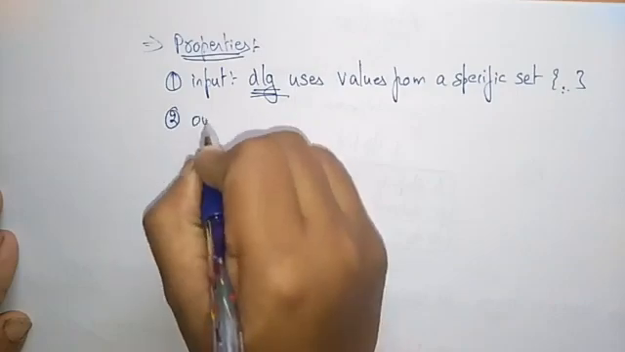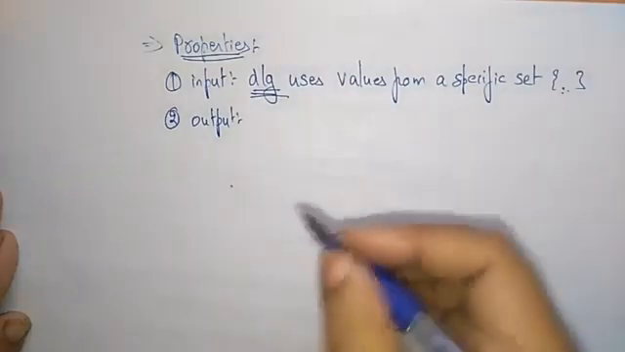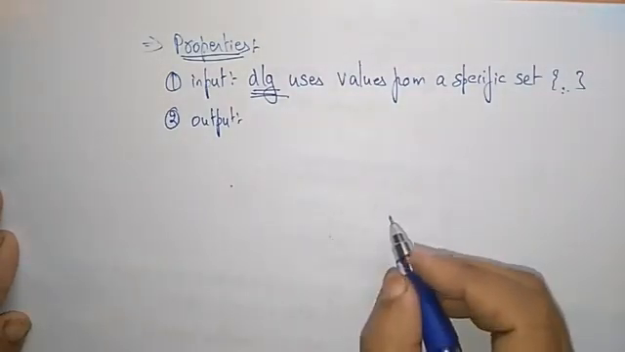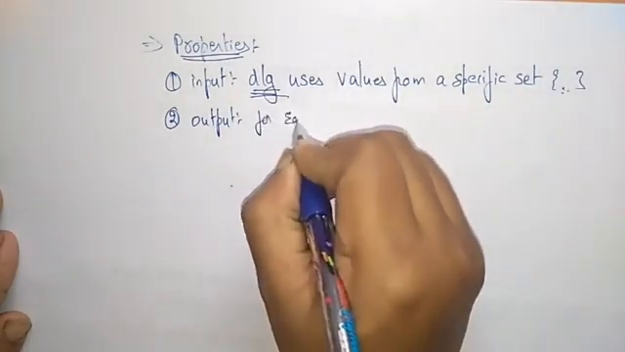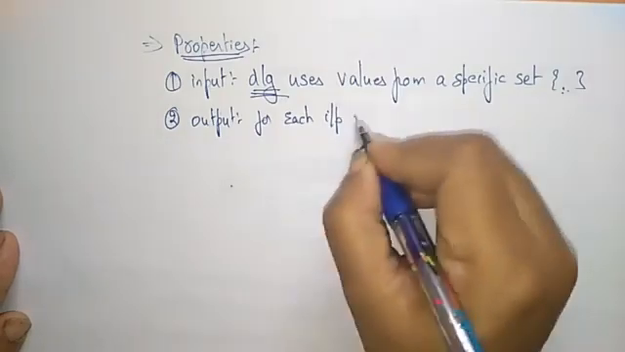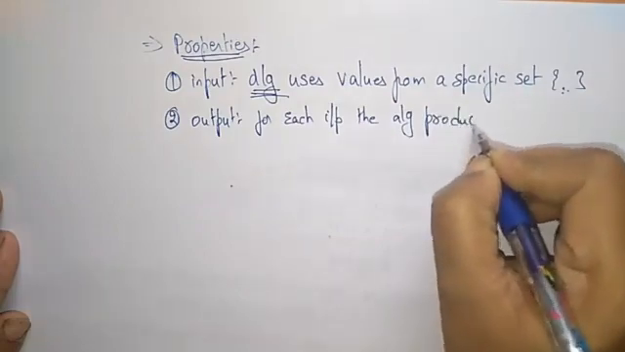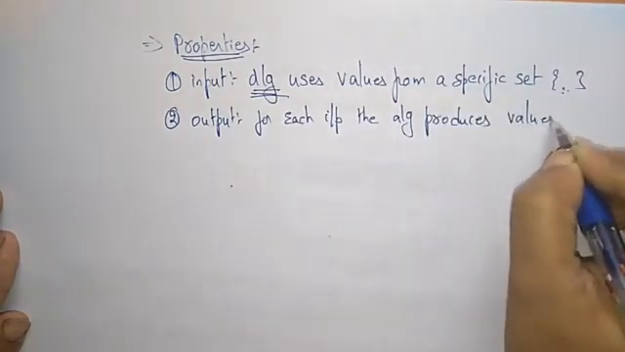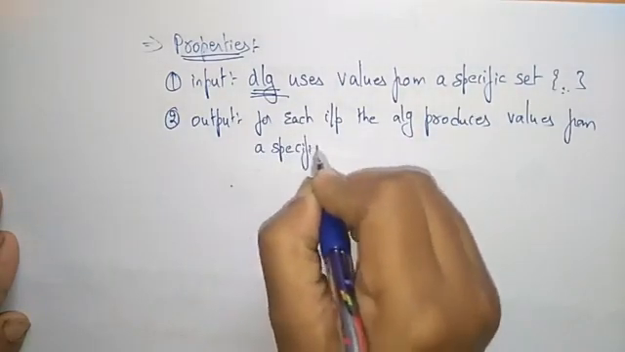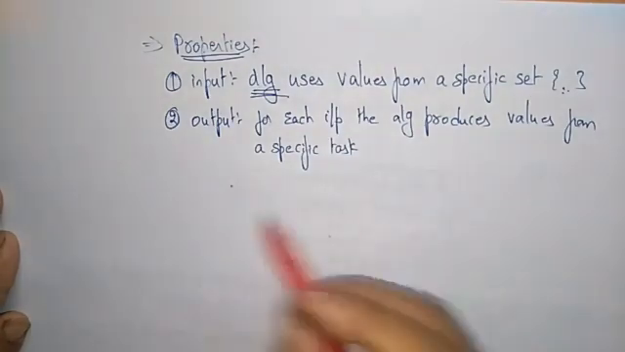So next coming to the output. Output is another property. So output means here for each input the algorithm produces values from a specific set. So for each input, the algorithm produces values from a specific task. Okay, so input is one of the properties, output is another property.